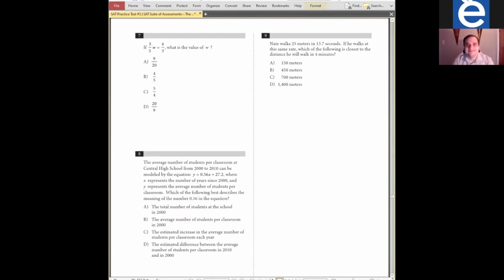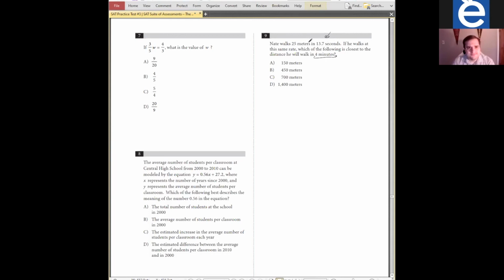All right. Nate walks 25 meters in 13.7 seconds. If he walks at the same rate, which of the following is closest to the distance he'll walk in 4 minutes? All right, so the only thing we have really going on here is this conversion from seconds to minutes. So that's just what we need to be mindful of. We're shifting from one unit to the other.